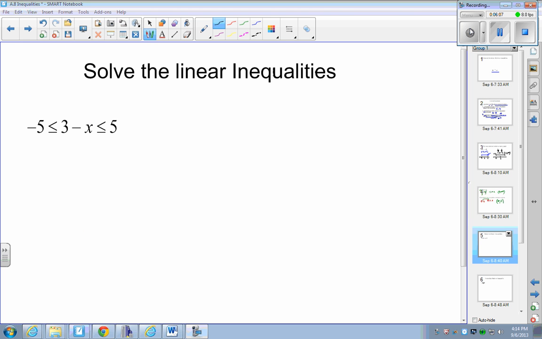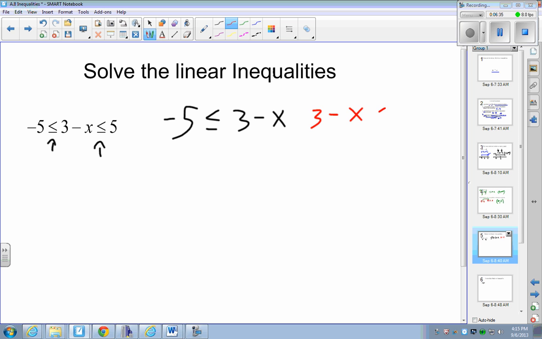Now let's look at this linear inequality. And this one's going to be a little different because we have one inequality right there, one inequality right there. So our first step for these is to break it up into 2 bits. So let's have -5 is less than or equal to 3 minus x. And we'll break it up so that 3 minus x is less than or equal to 5.